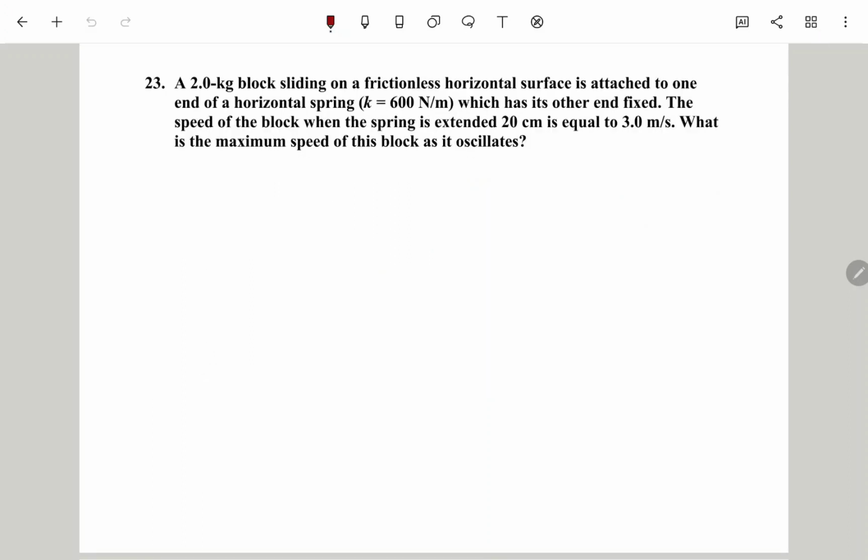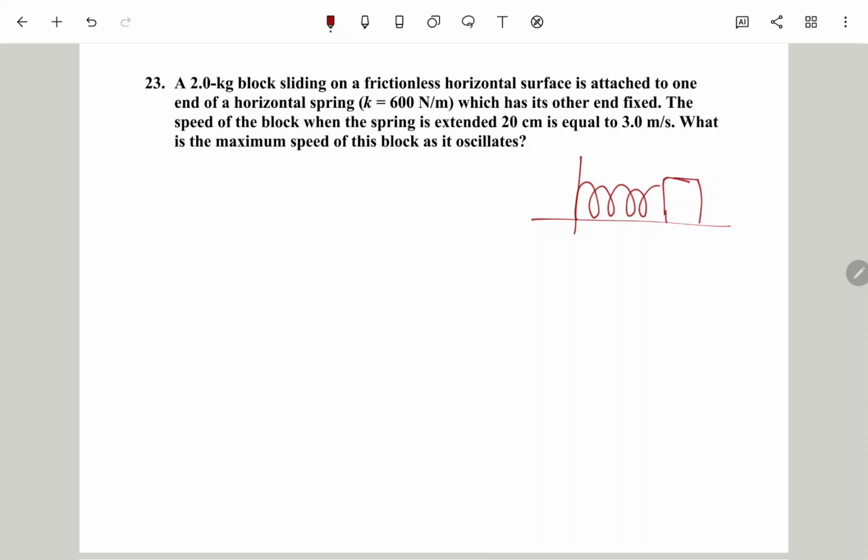A 2 kilogram block sliding on a frictionless horizontal surface is attached to one end of the horizontal spring with spring constant equal to 600 Newton per meter, which has its other end fixed. The speed of the block when the spring is extended 20 centimeters is equal to 3 meters per second. What is the maximum speed of this block as it oscillates? So we have here actually a block connected with a spring, and the other end of the spring is fixed.